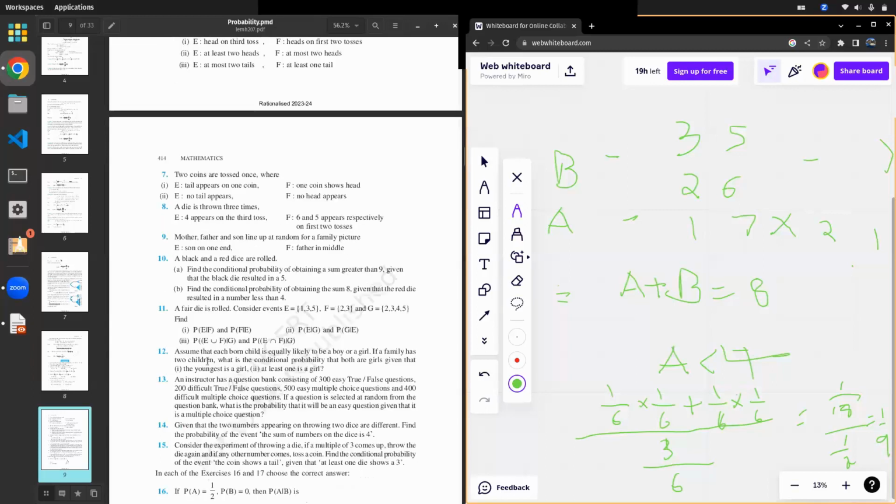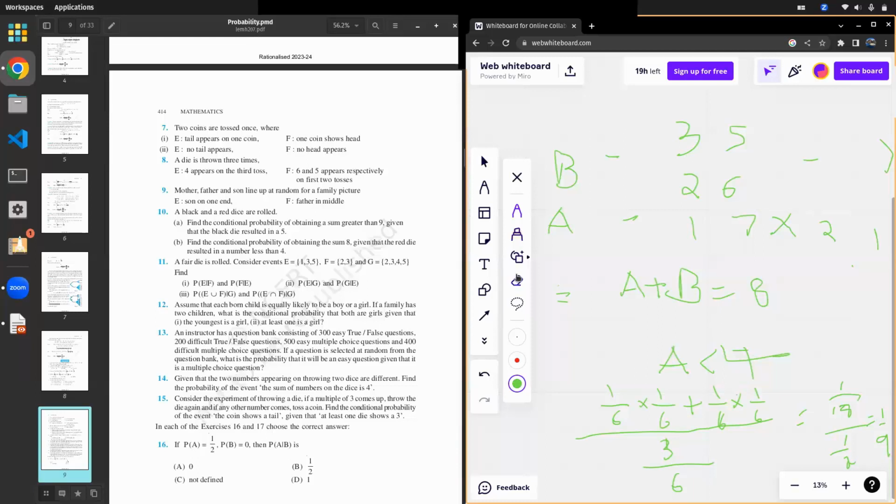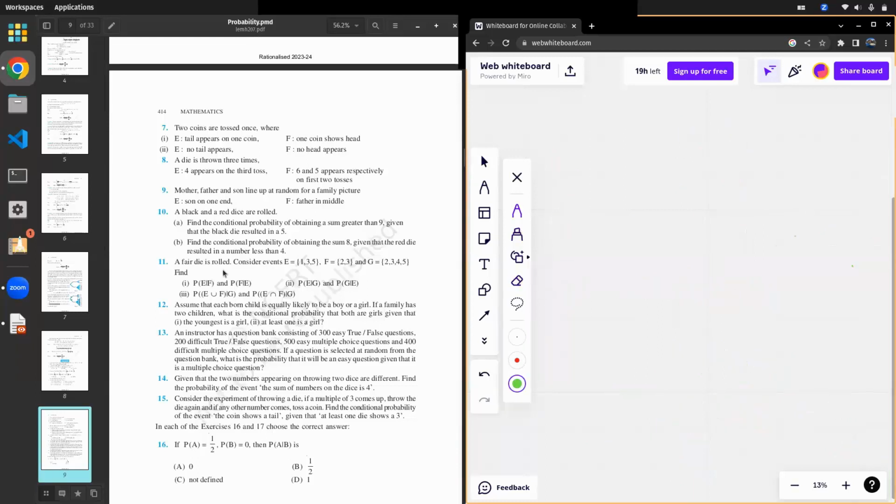Okay, now we will move to the next question. In the 11th question, a die is thrown, consider events E equal to {1, 3, 5}, F equal to {2, 3}, and G equal to {2, 3, 4, 5}.